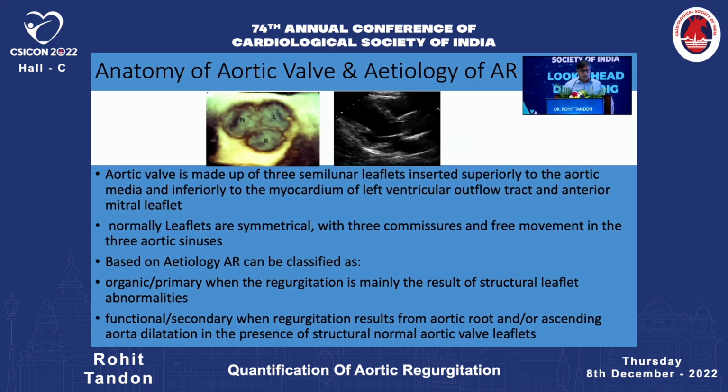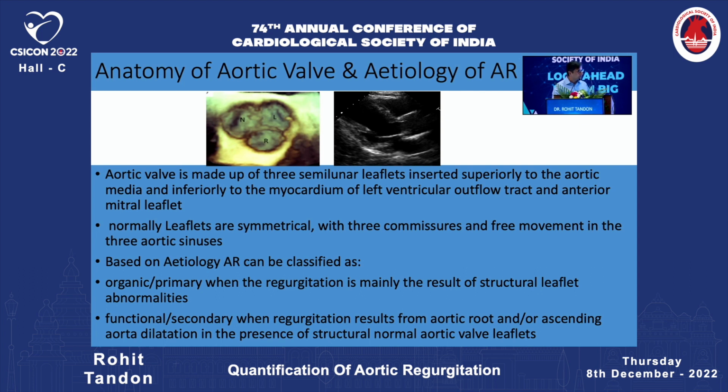So, coming back to the anatomy of the aortic valve. The aortic valve is made up of three cusps, as we already know: non-coronary, right coronary, and left coronary. And the non-coronary shares the annulus with the anterior mitral leaflet. So this helps us to revisit the anatomy.